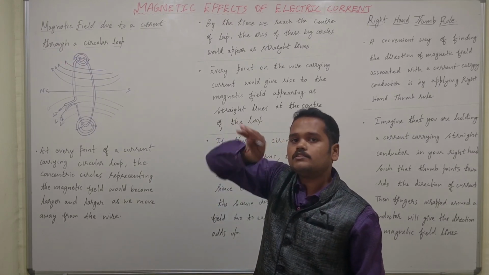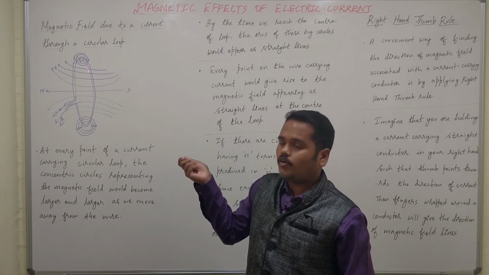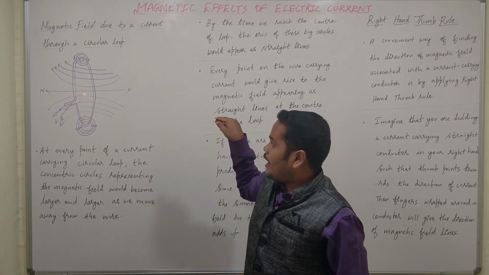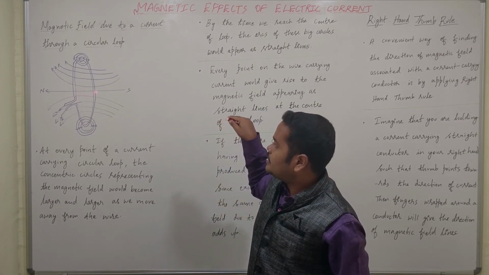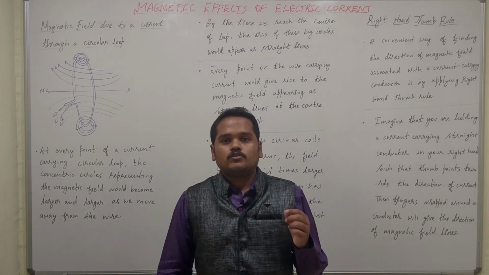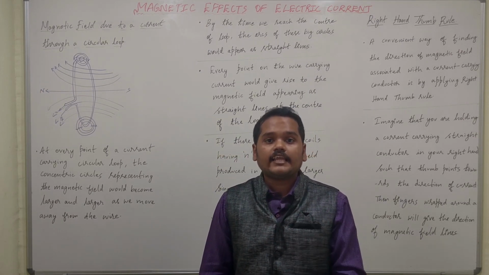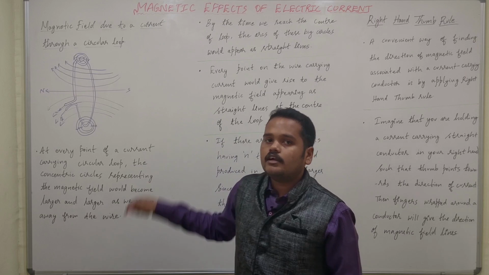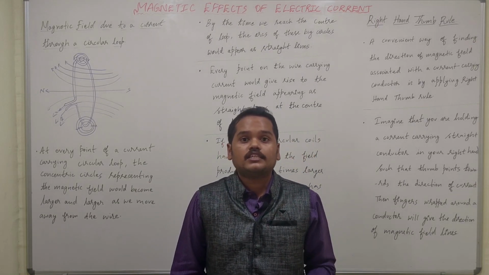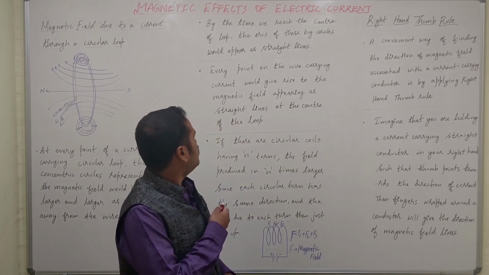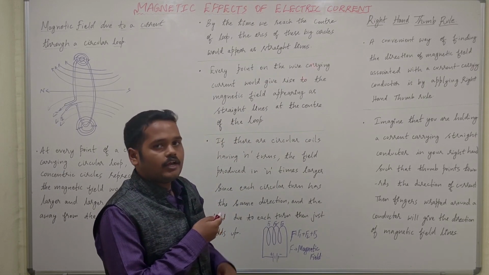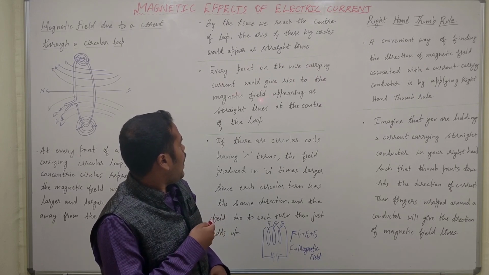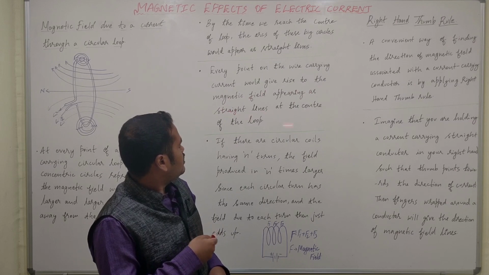There is a turn which is being taken, but at the center of the circular loop, you will notice that the magnetic field line is straight in direction. So in the center of the current carrying circular loop, the magnetic field has a direction that of a straight line. You can see it. Every point on the wire carrying the current would give rise to magnetic field appearing as straight lines at the center of the loop.